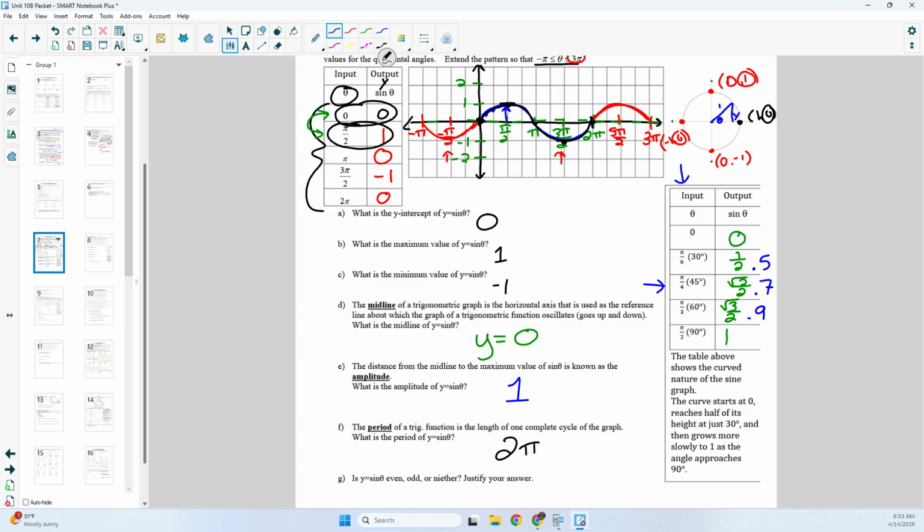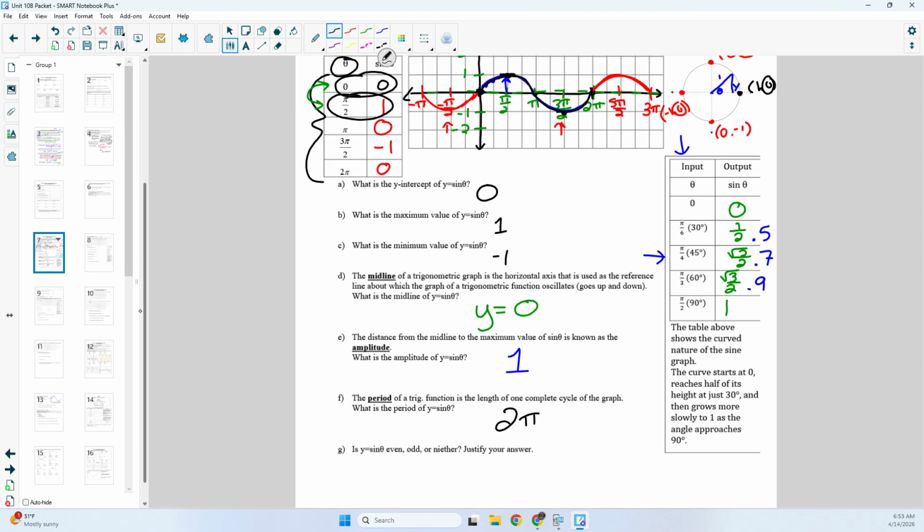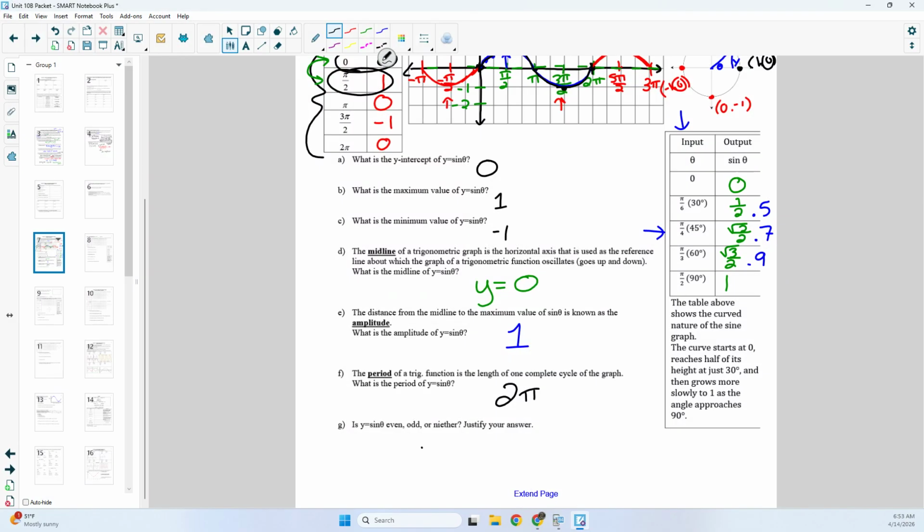This is going way back. Do we think this is an odd, an even, or neither graph? So basically an even graph would be symmetric over the y-axis. An odd graph, if I rotated about the origin 180, it would end up being the same. And that is true here. If I rotate sine 180 degrees, I do end up on top of itself. So this is an odd graph.